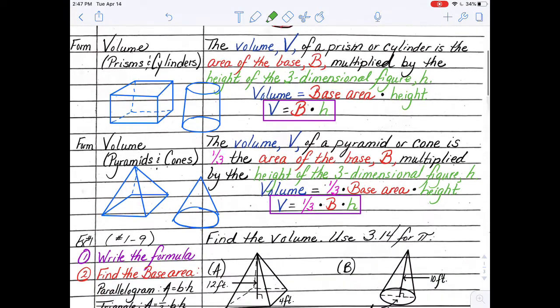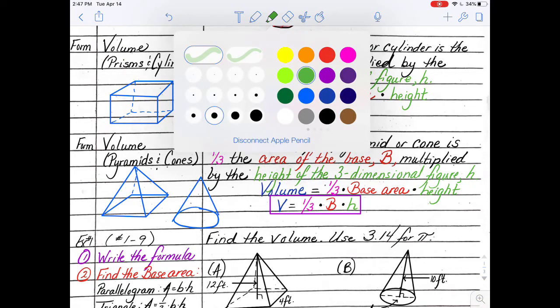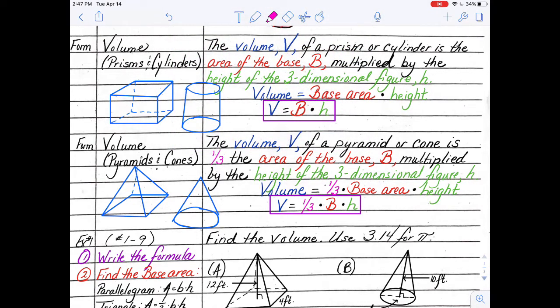So I'm just reviewing that nice little formula from when we talked about our prisms and cylinders. If you remember, our volume was the base area times the height, where you had to find the area of the base, whatever shape that might have been, and then we multiplied that by the height of our three-dimensional figure. And that's how we found the volume.